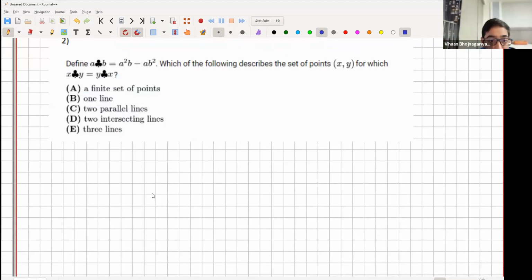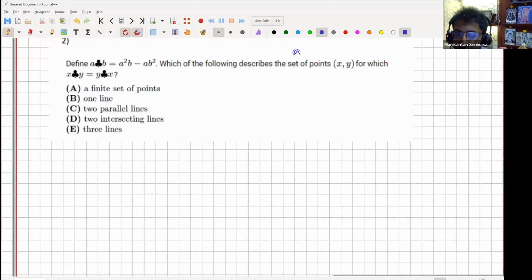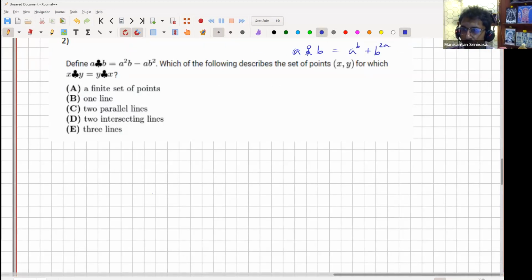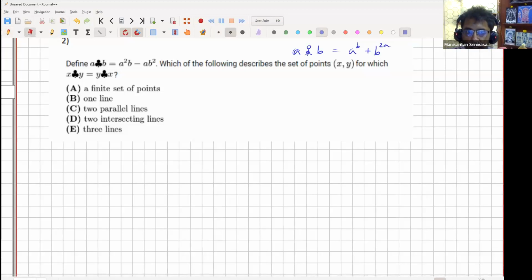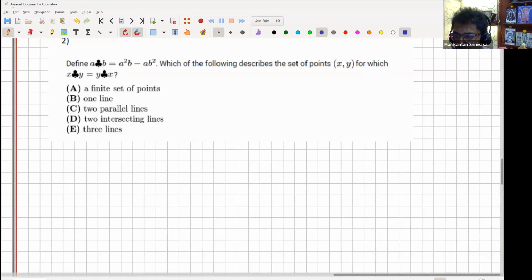So I didn't understand what the clove sign was. It's just some symbol, right? The standard symbols are plus, minus, multiplication, division, but an author can come up with his own symbol and define a formula. Tomorrow I can come and say, I'll define A, with a man's face here, as A power B plus B power 2A, something like that. I can make up some formula like this, right? Like that, the author has come up with a clever sign and said he's defining it for this particular relation. So based on that, you have to answer. That's it.